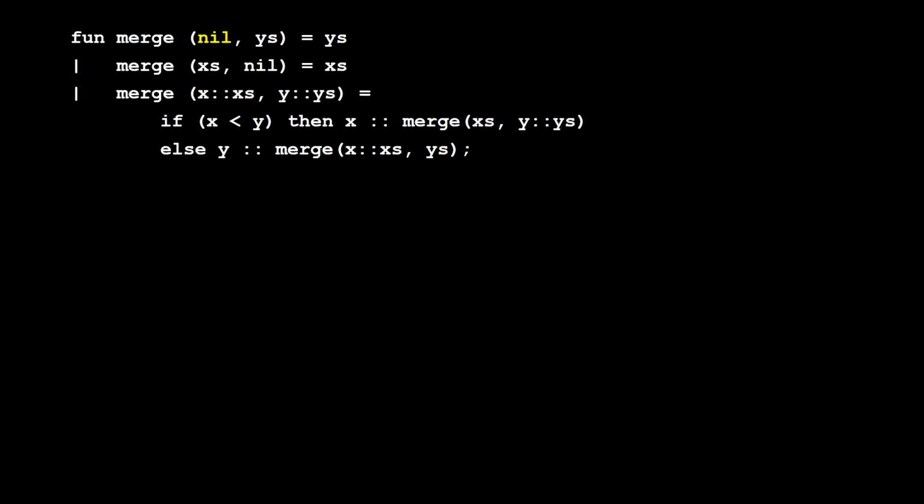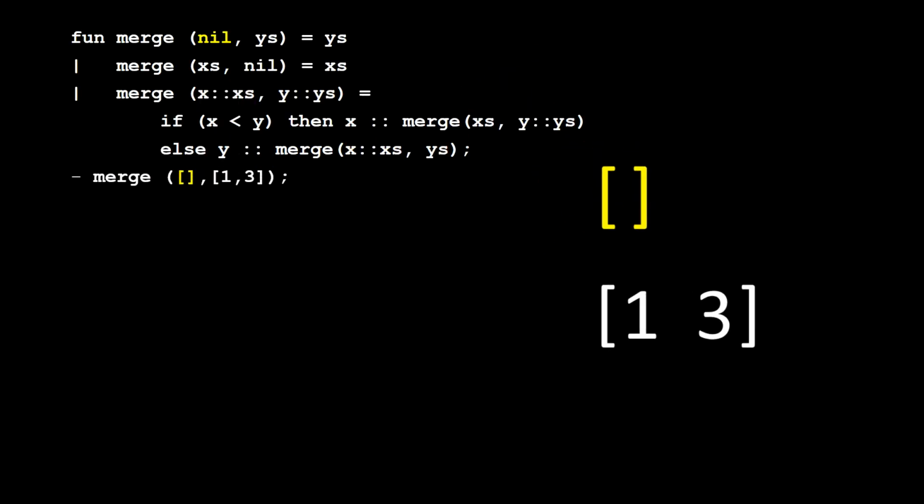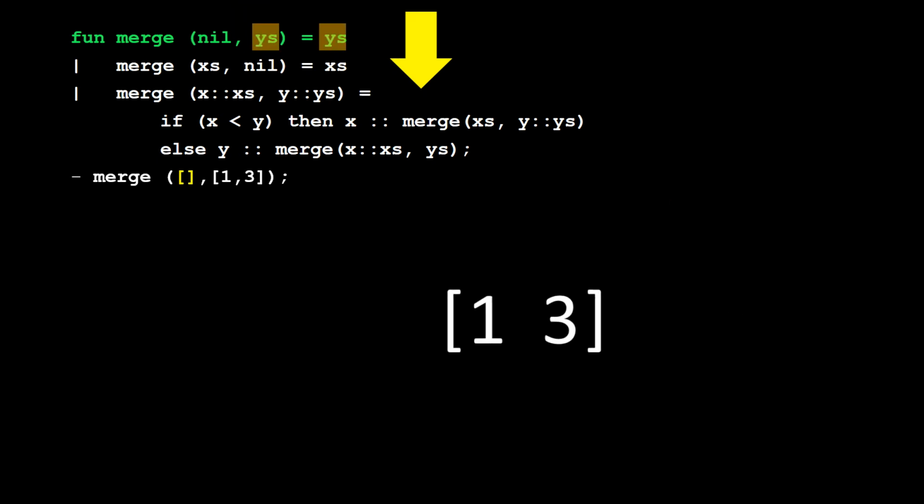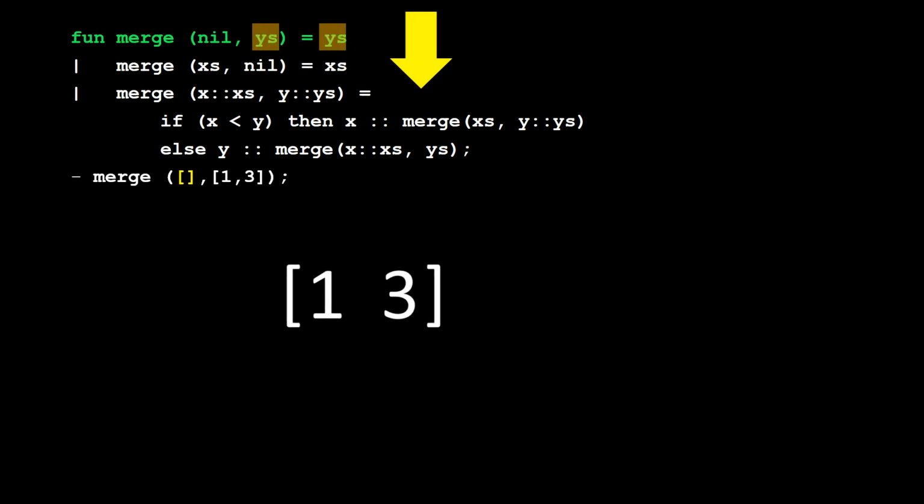Let's start with an easy example. Let's merge an empty list with the list 1, 3. SML starts at the top looking for the first pattern that matches this input. It finds it right away. The first pattern matches. SML runs the code for the first pattern, returning the contents of the second list.